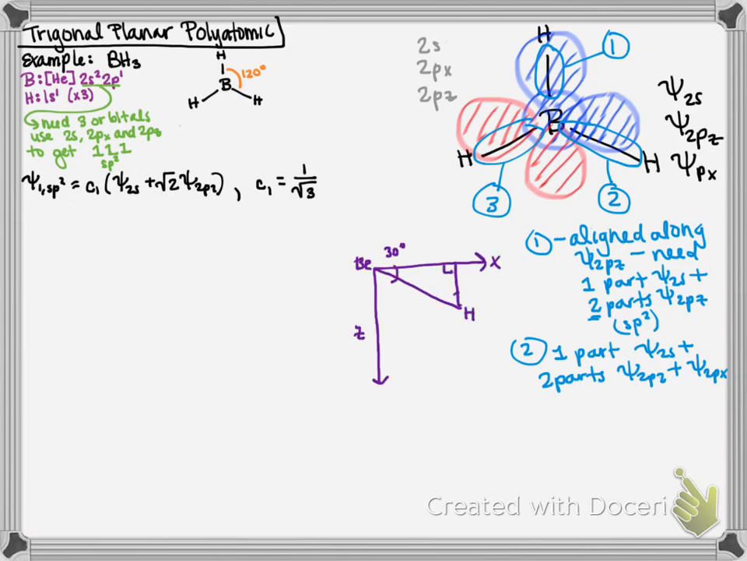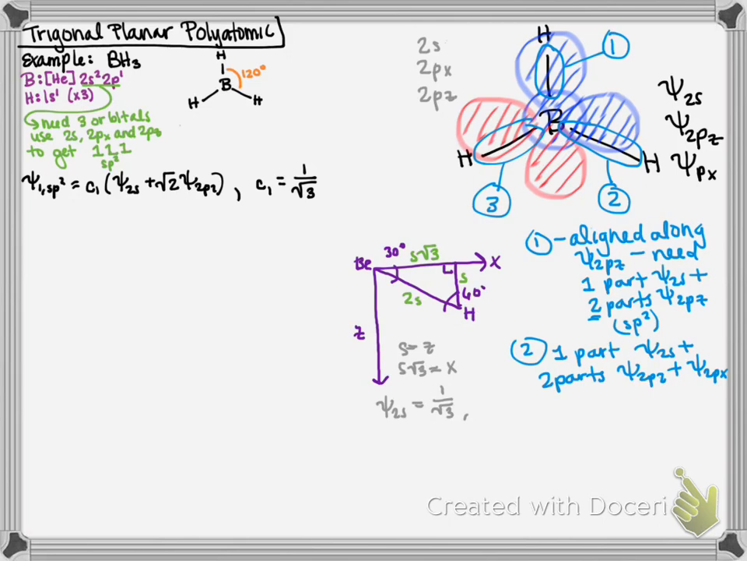In order to figure out how much 2px and how much 2pz, we'll do a little bit of trigonometry with this 30, 60, 90 triangle. If we look at the x-axis, the z-axis, and the beryllium-hydrogen bond that we want to form, we'll get a lovely 30, 60, 90 triangle. If you don't believe me, you should prove that to yourself. Along the z-axis, we have s, and along the x-axis, we have s square root of 3.